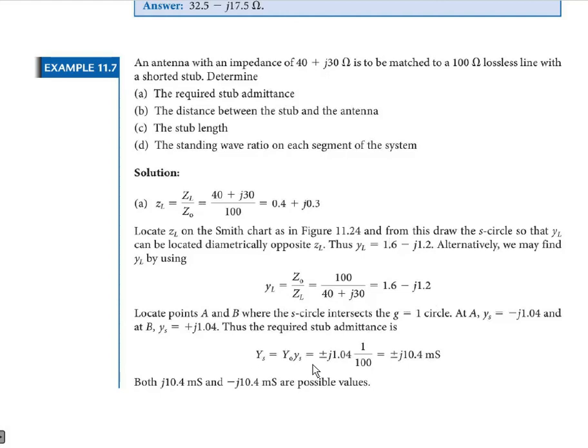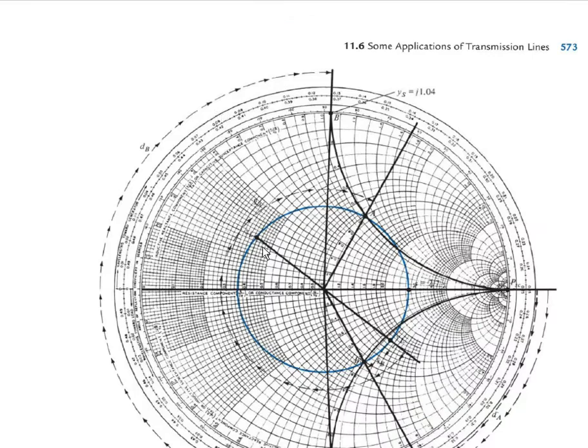Then this is the normalized value. To obtain the real admittance value, you can multiply this with 1 by Z0. So this 1.6 minus J1.2 is the normalized load admittance. Next we need to design the stub admittance. So we can see how we can design the stub admittance.